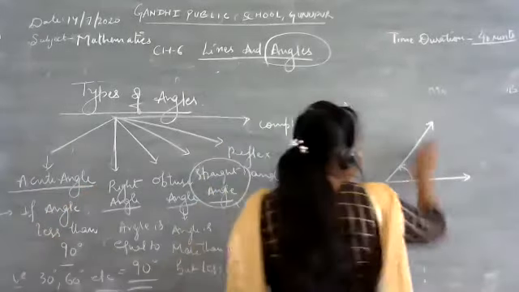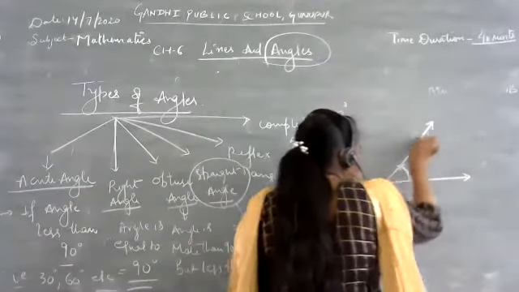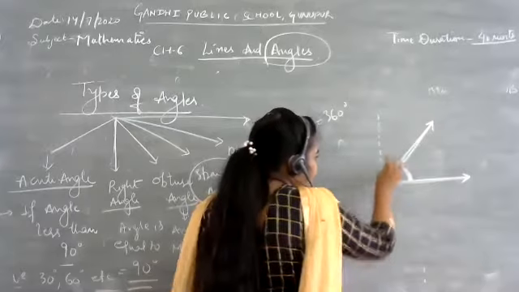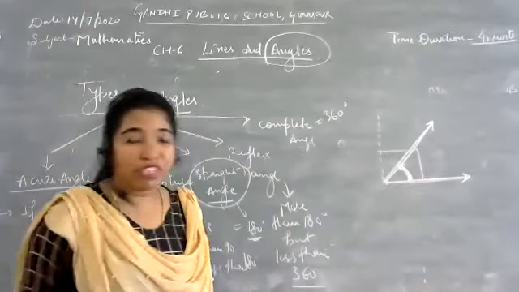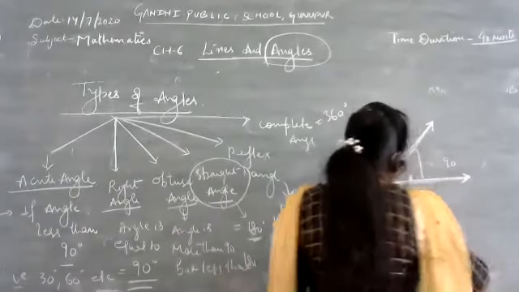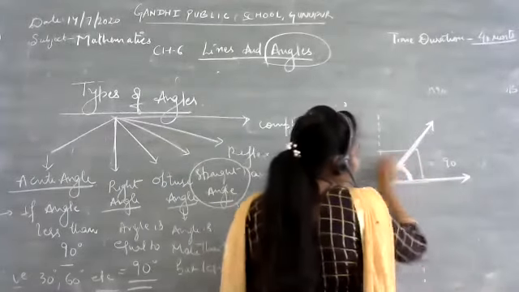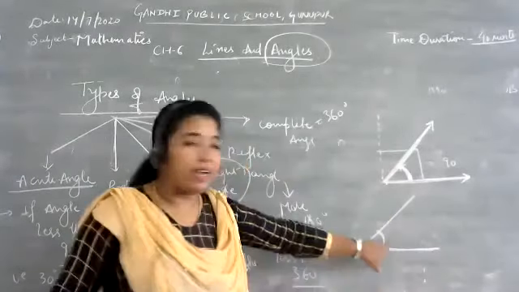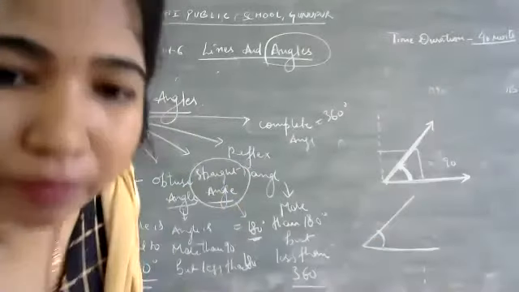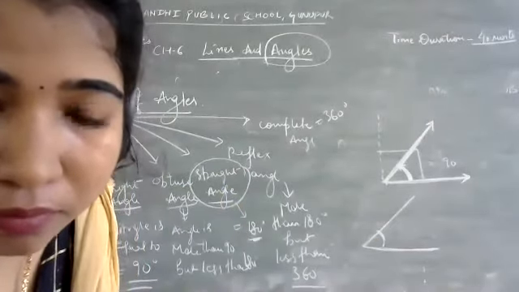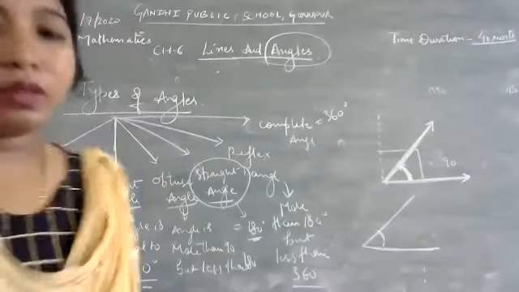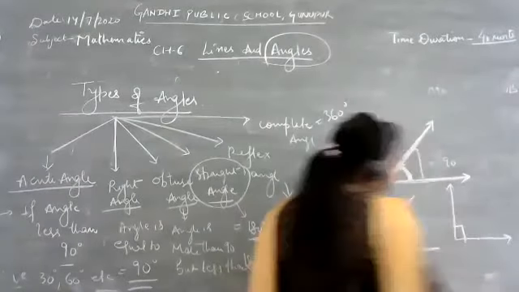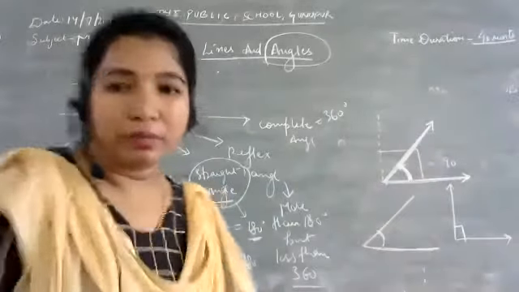If you see this figure formed by two rays, we know that this is 90 degrees. This portion is less than 90, so we can predict from this diagram that if the angle is like this, it is an acute angle. If the angle is like this, we can say that exactly it is a right angle.